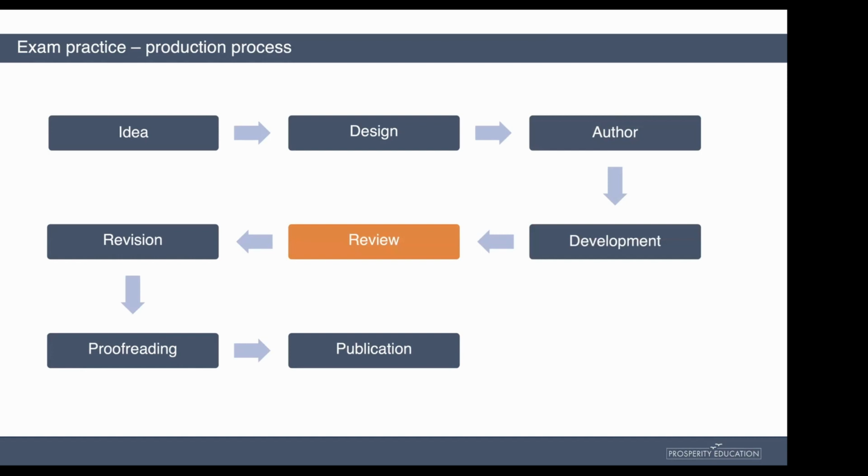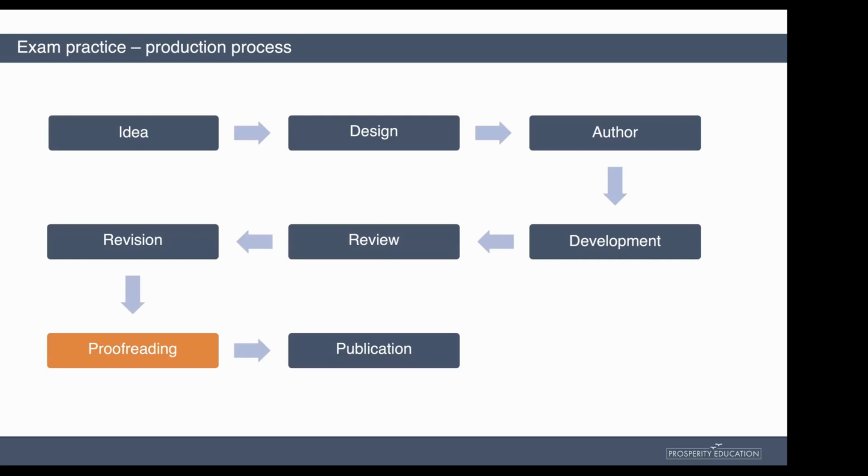The author makes the necessary changes, and these changes go back to the reviewer and again back to the author before the typesetting can begin and the proofreading of the near final content can commence. And the proofreading is again done externally with feedback going back to the author and to us, the publisher. And from there, we can arrive at publication.